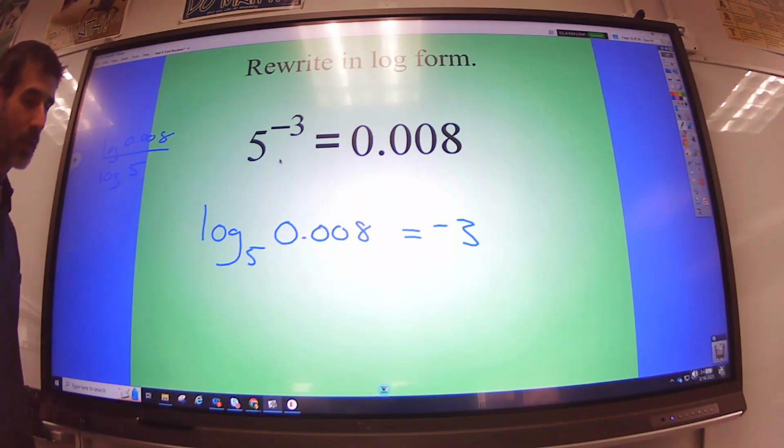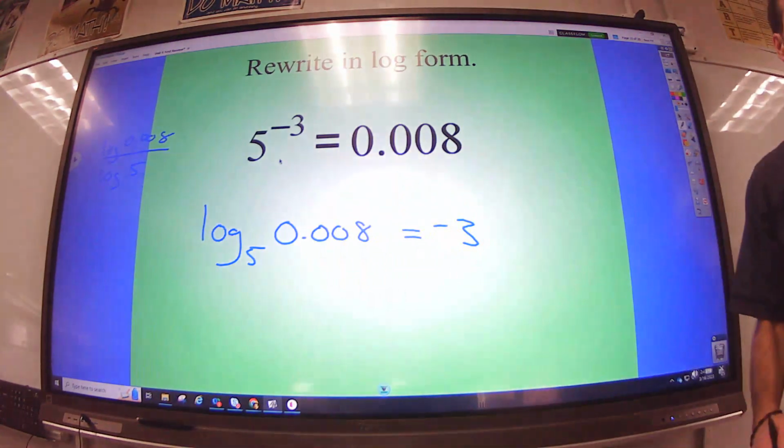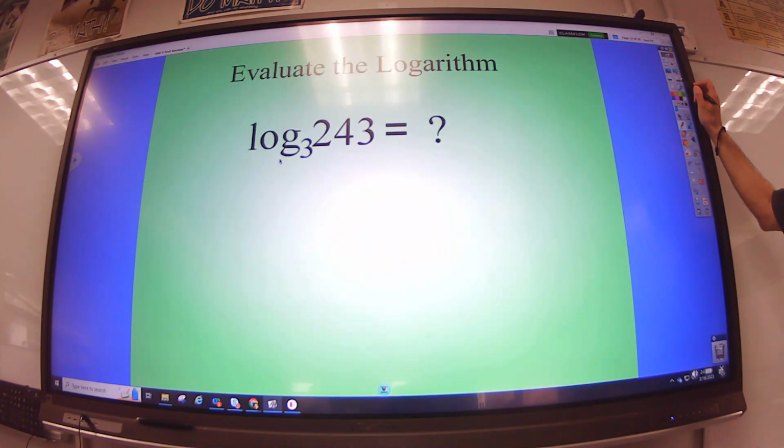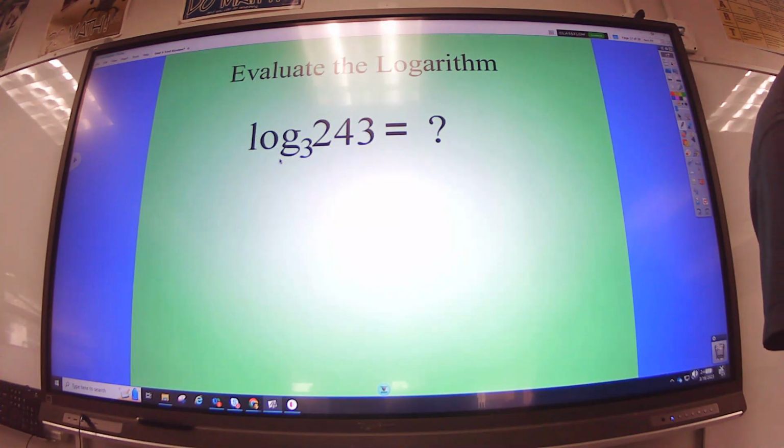Okay. Evaluate the logarithm. Basically what this is saying is, what does log base 3 of 243 equal? On your calculator, you have to use your change of base. I'm going to do natural log, because I've been doing log for change of base. You can do log if you want. It's just a different button. Natural log 243 divided by natural log 3. And that should give me my answer, right?